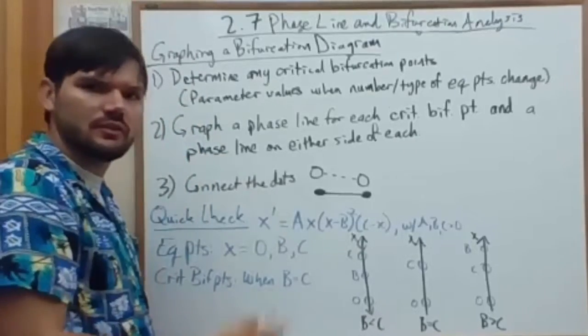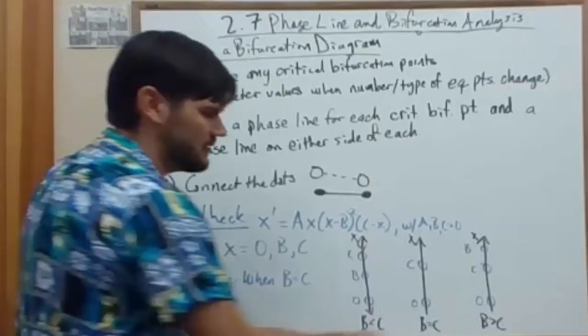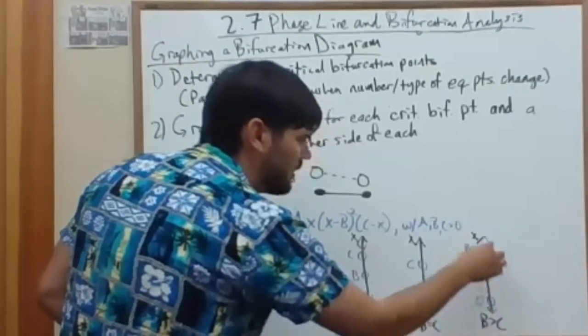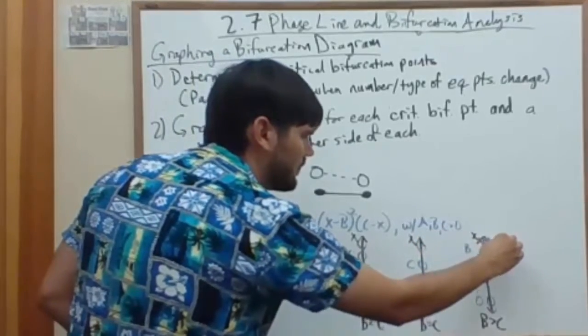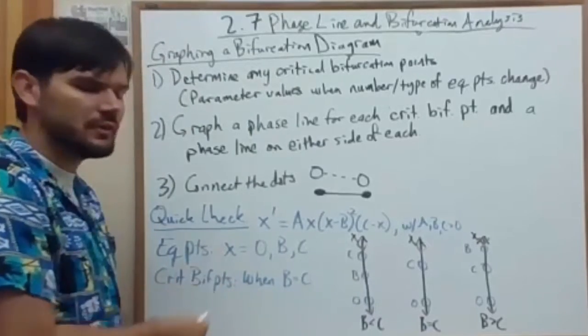Now I do these two, the extreme points, first because they're the same across all the phase lines. Doesn't matter the values for b and c, we always have the same pattern at the extremes. Now let's look in the middle.